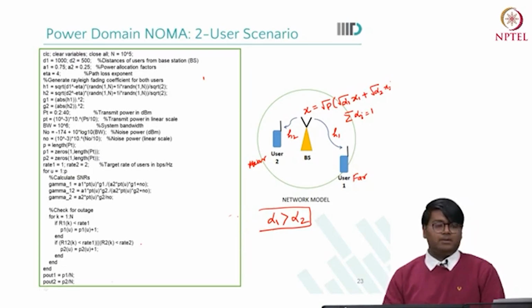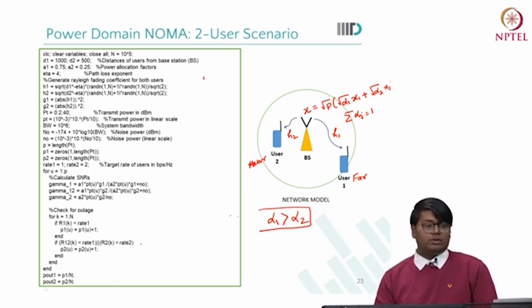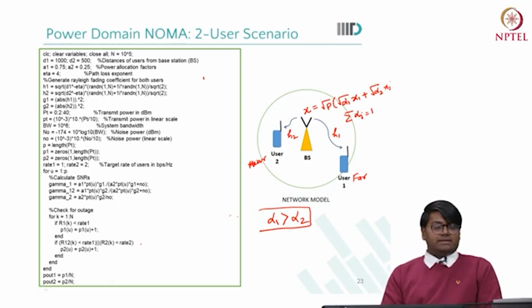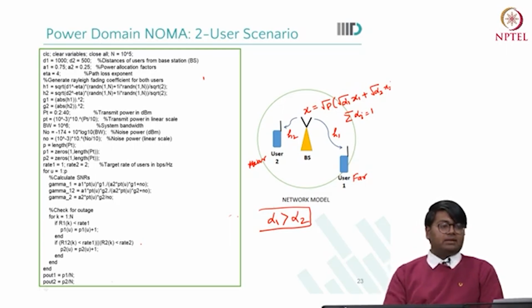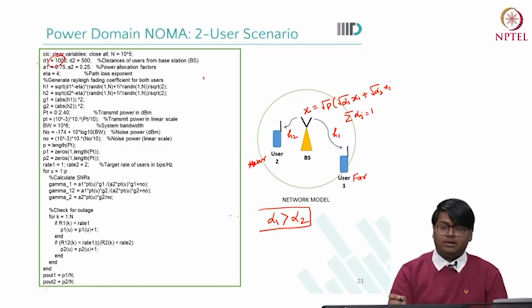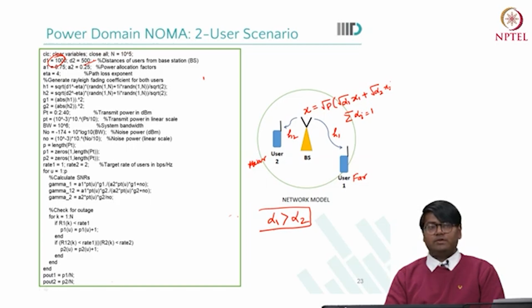So this is a simple MATLAB code where we consider a downlink transmission from a base station to the 2 vehicular nodes. So first we declare the values of some parameters. Let's say the distances are D1 is 1000, D2 is your near user, which is at 500 meters from the base station, and then we set these power allocation factors.